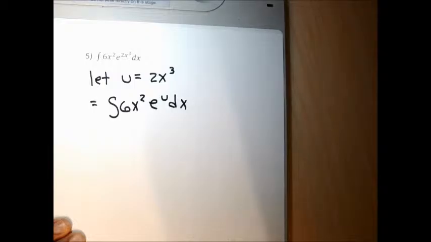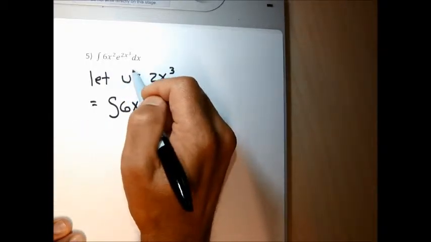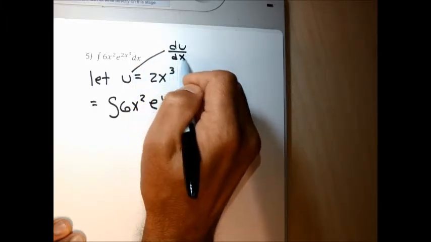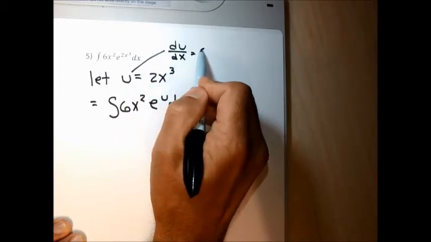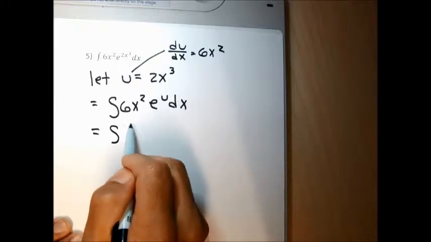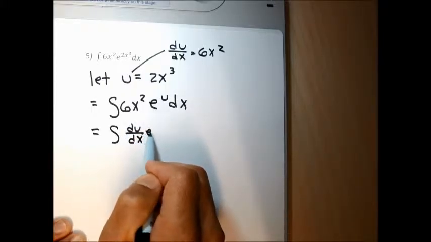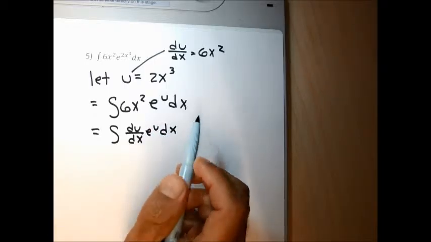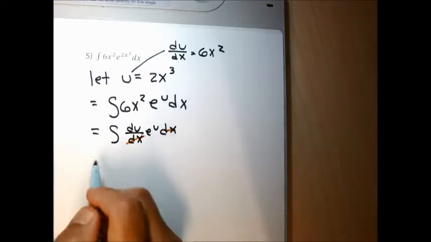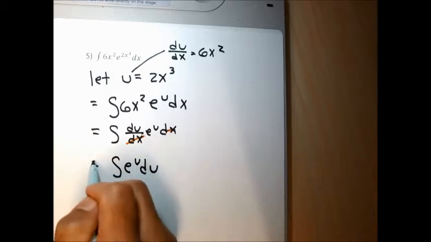So I made my exponent into a u, and now I'm going to take the derivative of this. So the left side's going to be du dx, and the derivative of the right side is 6x squared. So for my 6x squared, I'm going to put a du dx in. And then I'm going to cancel the dx's, and I get the integral of e to the u du.